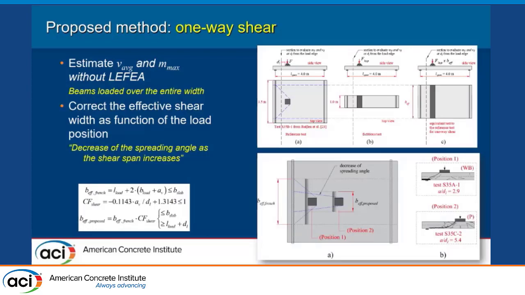So now I'll speak a little bit about the simplified method that I proposed, that doesn't need the use of linear elastic analysis. In order to estimate the one-way shear capacity, we may assume the behavior of the slab as a beam loaded over the entire width, but with a width equal to the effective shear width. And the effective shear width needs to be corrected according to the load position in order to avoid overestimations of the predicted one-way shear capacity. In this way, we decrease the effective shear width as the distance from the load to the support increases.